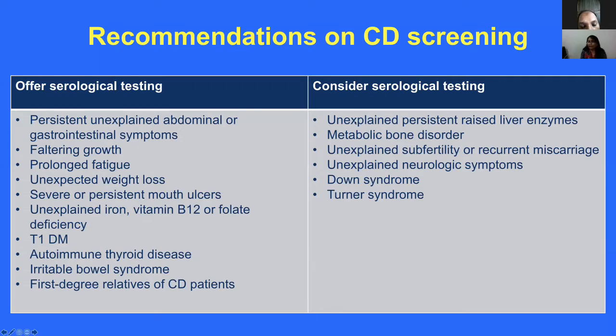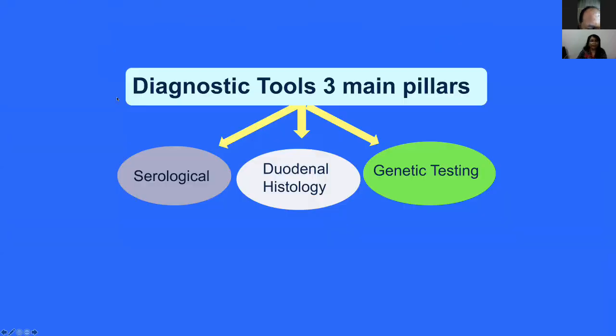Unexplained persistent raised transaminases are other areas in which we must get celiac serology done. Metabolic bone disorders, unexplained subfertility or recurrent abortions, unexplained neurological symptoms, Down syndrome and Turner syndrome. Look at the varied presentations to different departments and different specialties in which a patient with celiac disease can land up. So for the diagnosis of celiac disease, we have three main pillars.